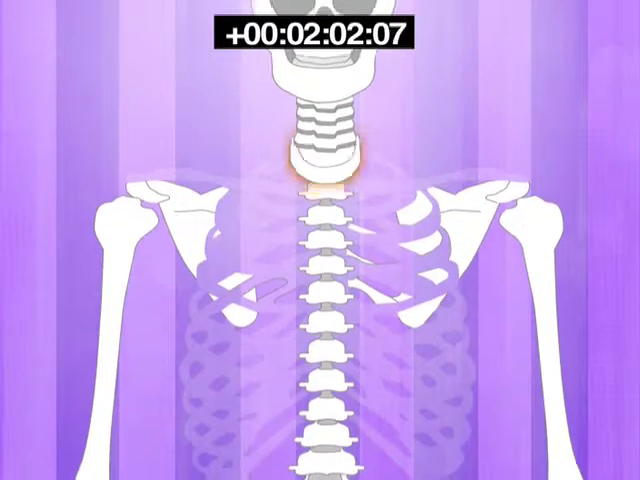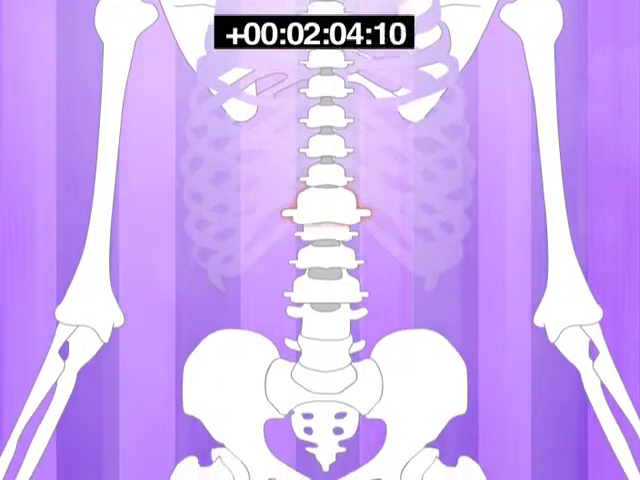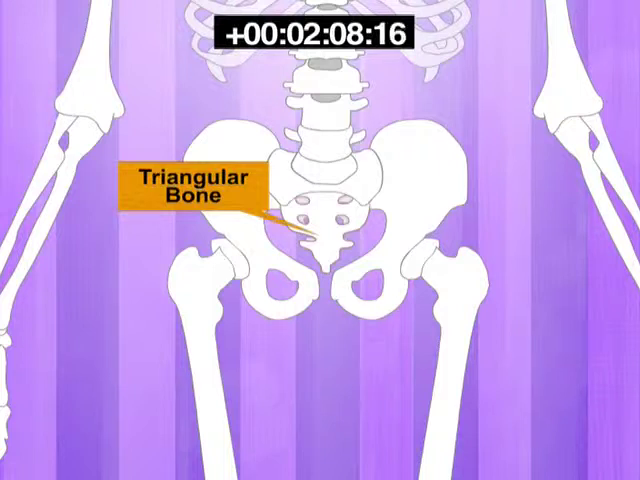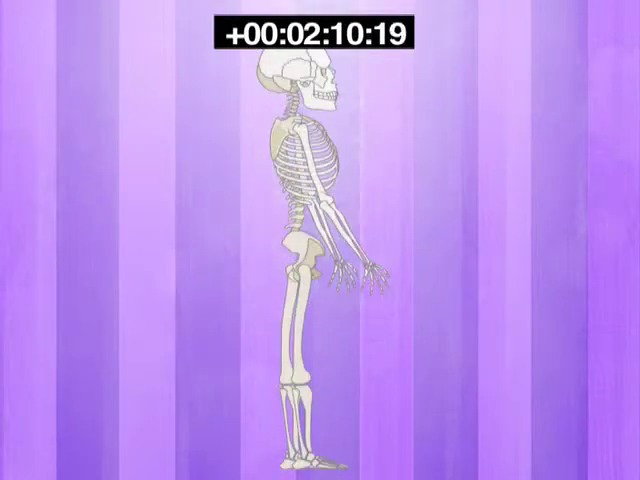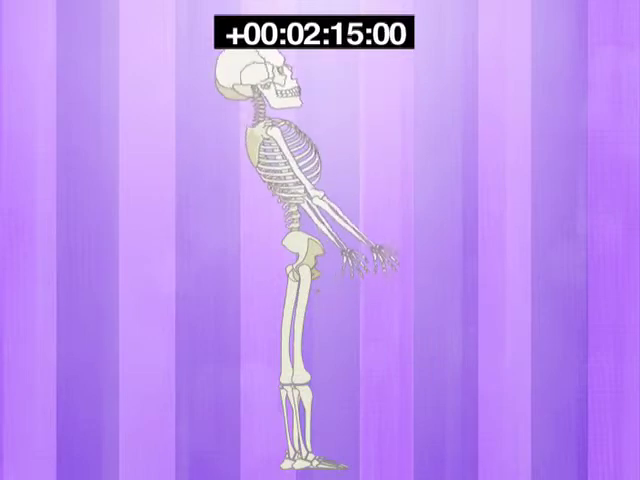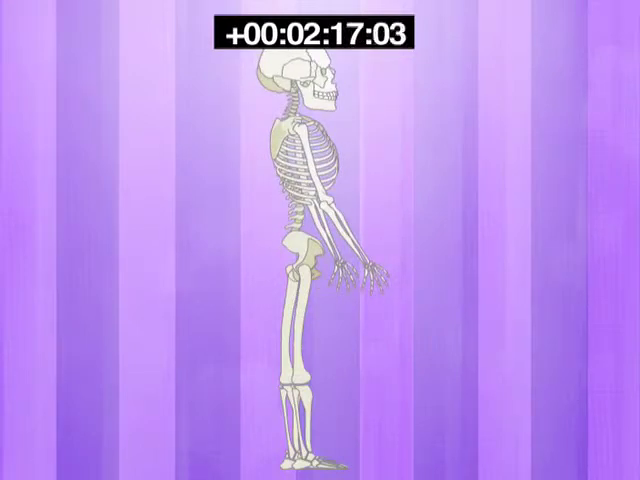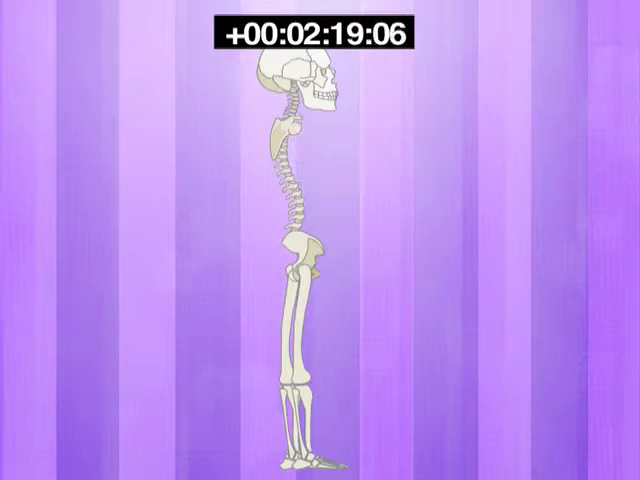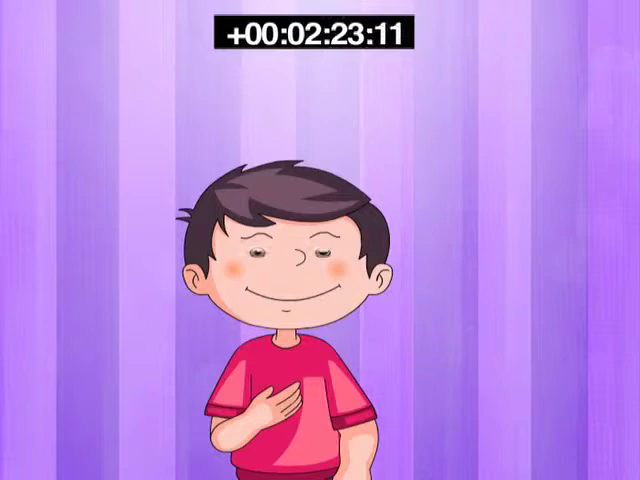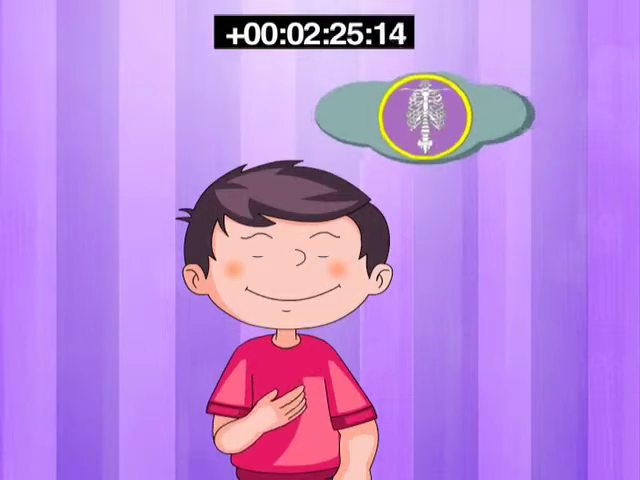Spine or backbone consists of 24 separate, differently shaped bones attached to a triangular curved bone at the bottom. Our spine starts from the neck and continues throughout our back and helps us in bending. Backbone surrounds and protects our spinal cord. You can feel your ribs by running your fingers across the chest.